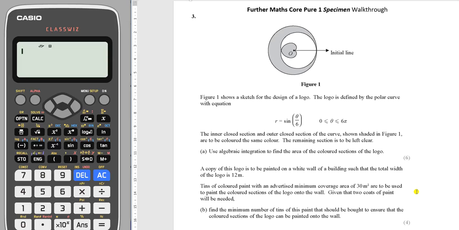To do that, we need to be able to visualize what's going on. So we'll start at the very beginning, and we'll think about what happens when theta equals 0 and what happens as theta increases. Because theta is increasing from 0 to 6π, you can imagine a ray line starting pointing in the same direction as the initial line, but then rotating around, not just one complete turn, but 3 complete turns. And as it goes, r will change, and the curve will be traced out as r changes.